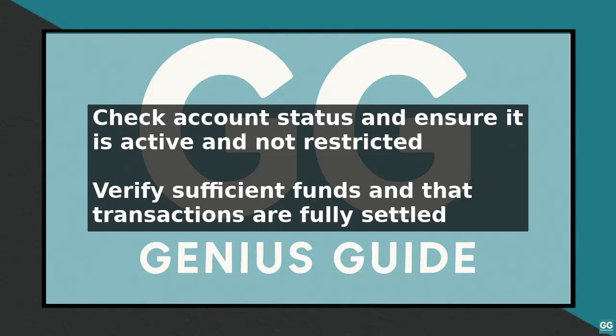To fix Robinhood not letting you withdraw money, start by checking your account status and ensuring it is active and not restricted. Verify that you have sufficient funds in your account and that the funds are settled, as it may take a few days for transactions to settle.